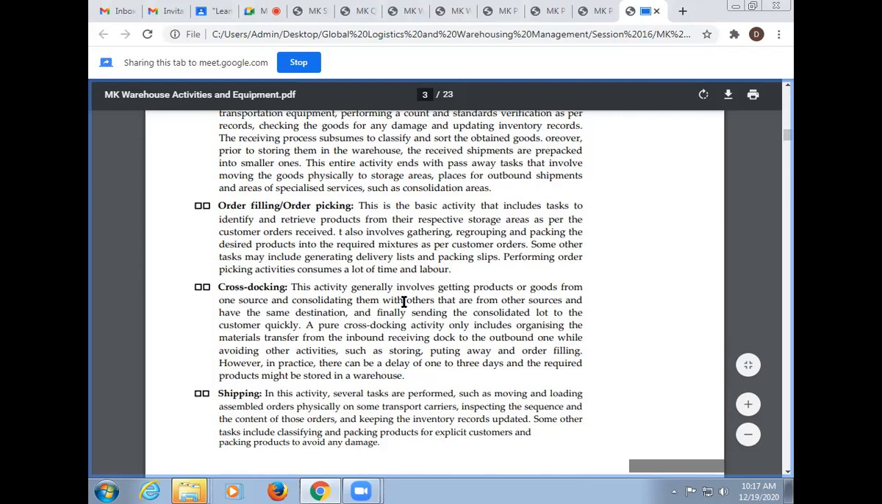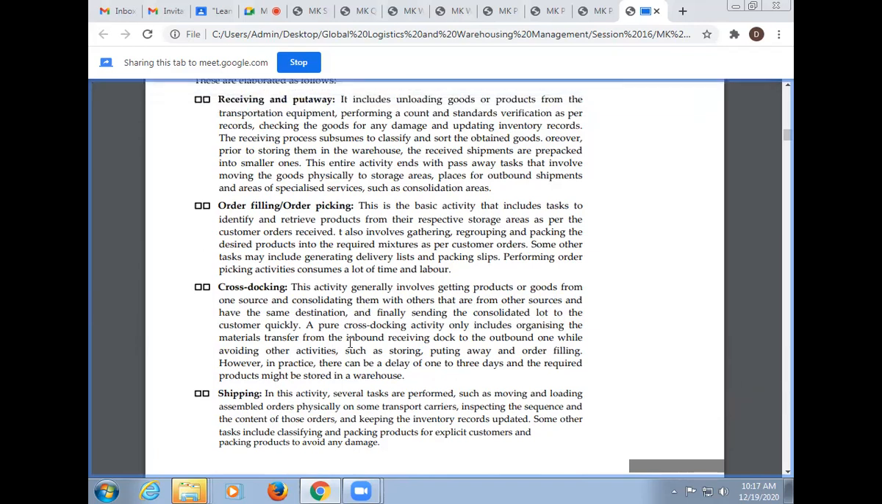Cross-docking. This activity generally involves getting products or goods from one source and consolidating them with others that are from other sources and have the same destination, and finally sending the consolidated lot to the customer quickly. A pure cross-docking activity only includes organizing the material transfer from the inbound receiving dock to the outbound one while avoiding other activities such as storing, putting away, and other order fulfilling.